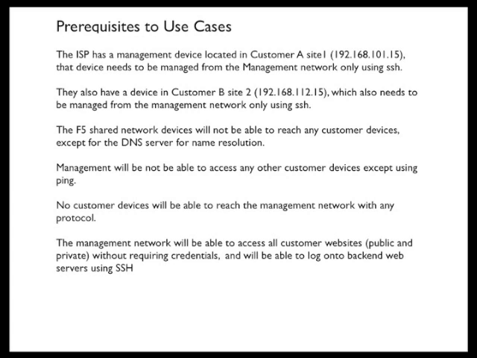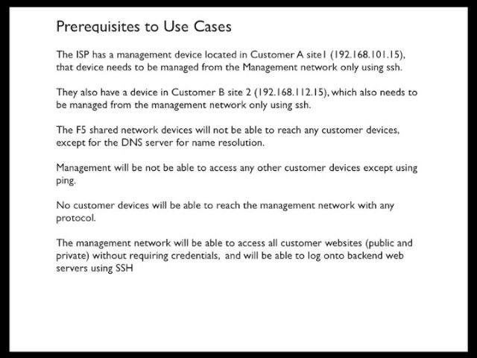The F5 shared network will not be able to reach any customer devices. So that means anything on the F5 will not be able to initiate connections towards any of the customer sites. The exception, of course, is DNS, which the customers are using for name resolution. So DNS traffic will be able to get back to the customers.